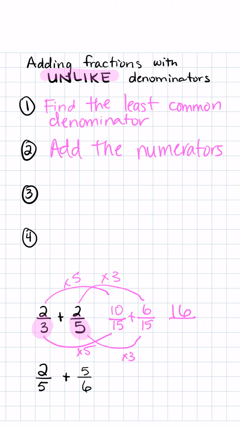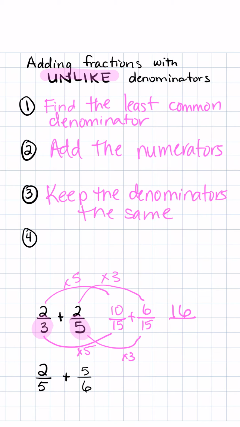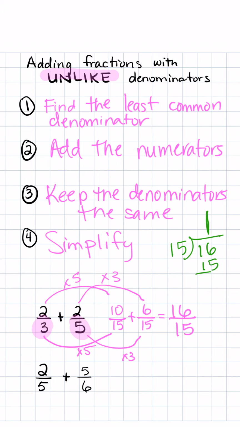The next step, keep the denominators the same. You don't add the bottom number, you keep it the same. Is 15. And the last one is simplify. So we have 16 over 15. That is an improper fraction. So what we want to do is divide 15 into 16. Goes 1 time, so that means we have 1 whole and 1 left over, so 1 over 15. So our answer is 1 and 1/15.